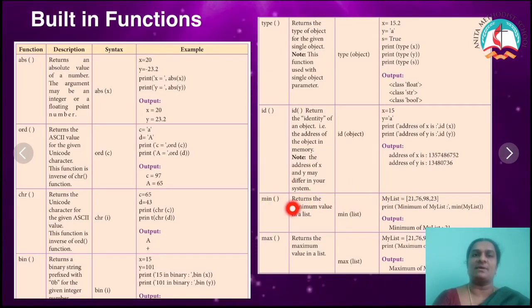Next thing is minimum. Out of this list, what is the minimum value? That would be displayed. And then maximum. Out of the list, what is the maximum value? That value will be displayed. That is the use of minimum and then maximum. Already we learnt about list in the earlier classes. Okay.